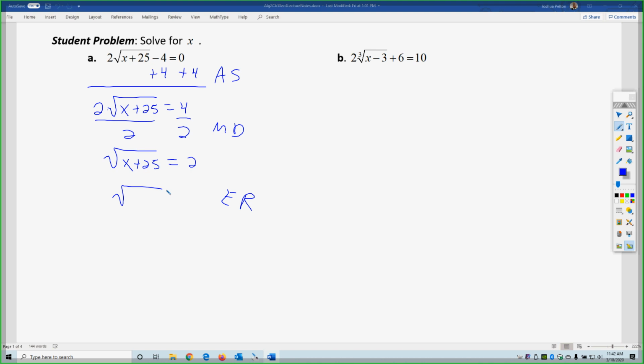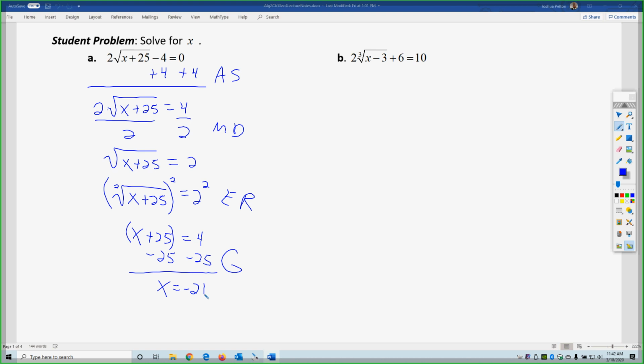Exponents and radical. X plus 25 is a second root, so we want the second power. So x plus 25 isn't a grouping symbol. So grouping symbol, minus 25. So x equals negative 21. You can plug that back in for yourself to verify that actually works. Because negative 21 plus 25 is 4. Square root of 4 is 2. Times 2 is 4. Minus 4 is 0.